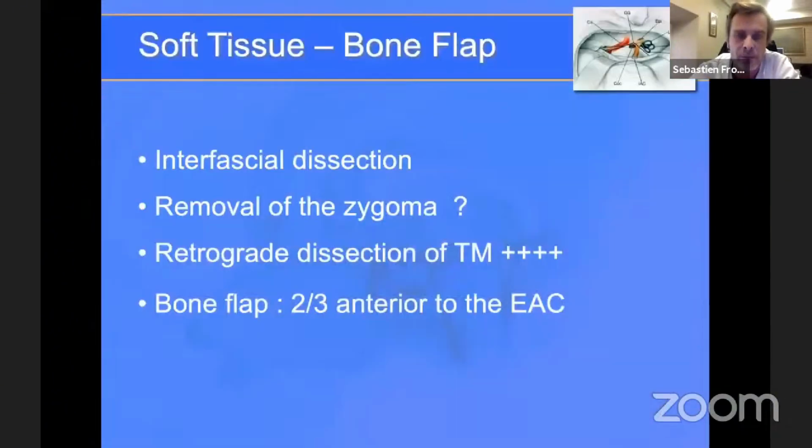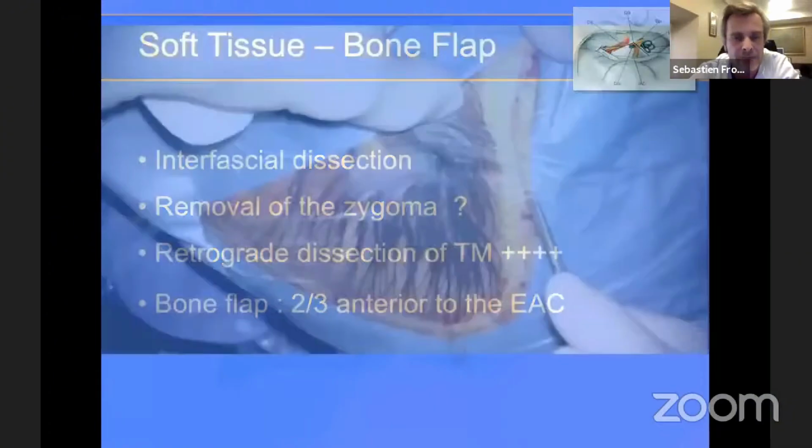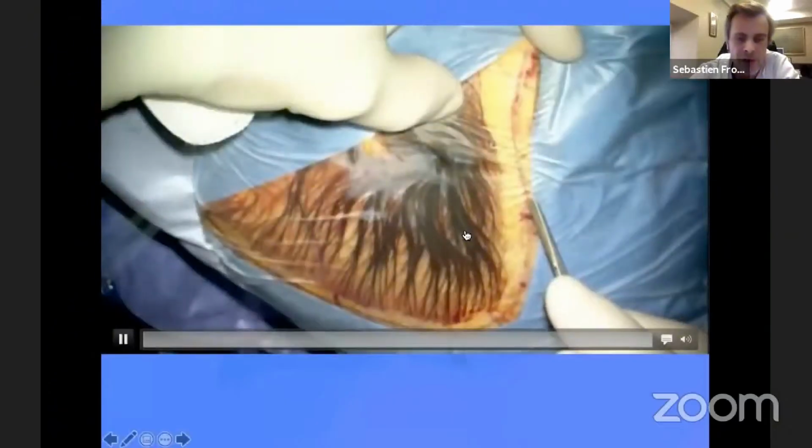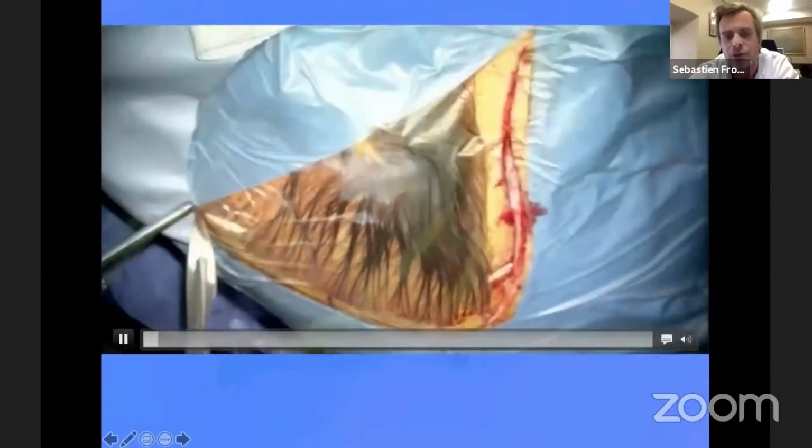This is extremely important. It starts with soft tissue dissection. I start with interfascial dissection. I don't remove most of the time the zygoma. If I really need to go up, sometimes, but it's not so often. Retrograde dissection of the temporalis muscle, and the bone flap needs to be anterior enough. This is a video showing you the first step of the surgery.